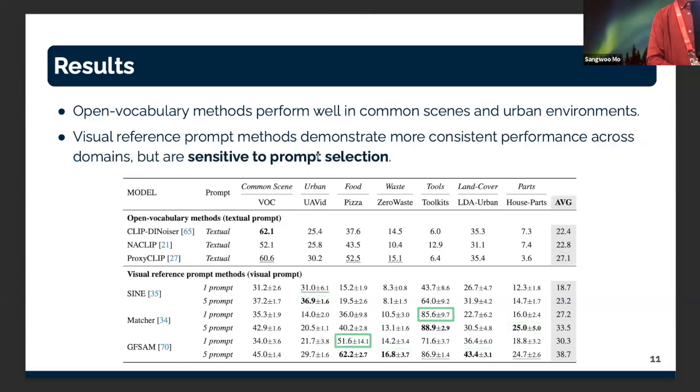However, as I said at the beginning, visual prompts still have some problems. During our experiment, we used 5 different seeds because we randomly sampled visual prompts. As you can see here, choosing the right prompts could lead to higher or lower results. And as you can see here in the square, for example, on the pizza dataset with GFSAM, you can achieve 51.6, but there is a standard deviation of 14. So visual prompts are very, very sensitive to prompt selection. So these are the results.